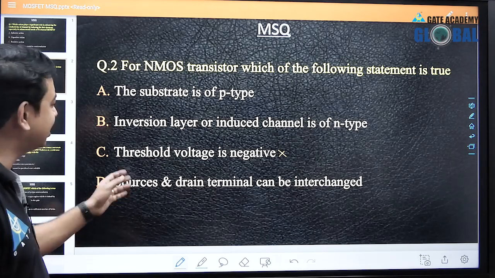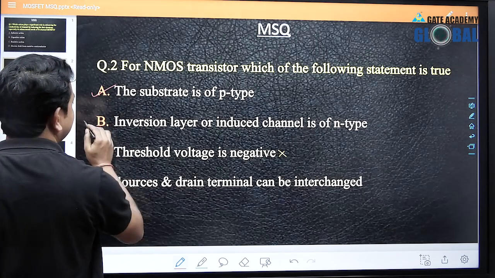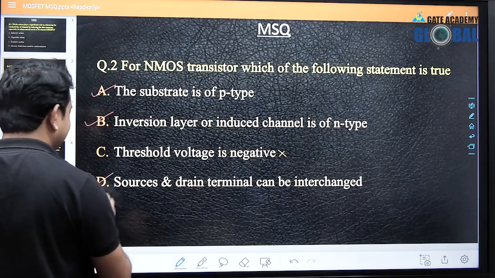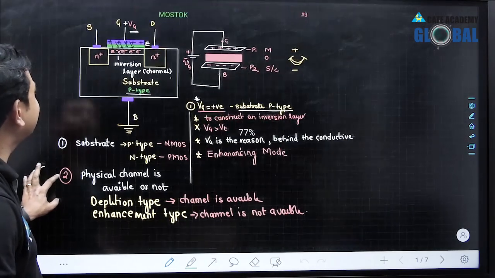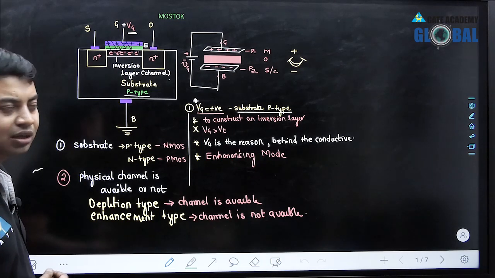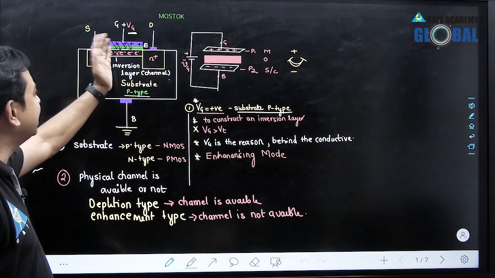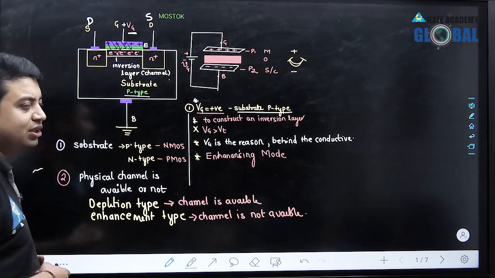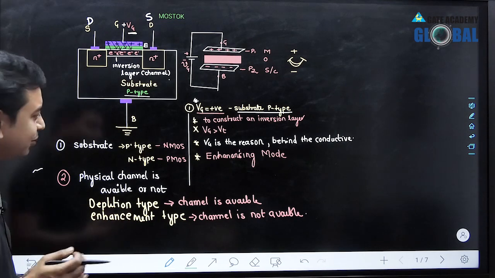we have some more answers here. I will demonstrate to you. But right now the substrate is positive, and the inversion layer or induced channel is N-type. The source and the drain terminals can be interchanged. I already told you that in a MOS we can interchange the source and the drain terminals because there is no change in the doping levels of the source and drain. Only the terminals have been named like this. You can interchange this one as a source and this one as a drain. So this particular device is also called a symmetric device because we can interchange the terminals.